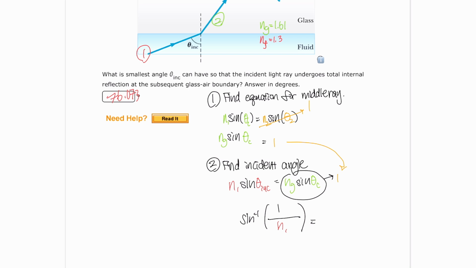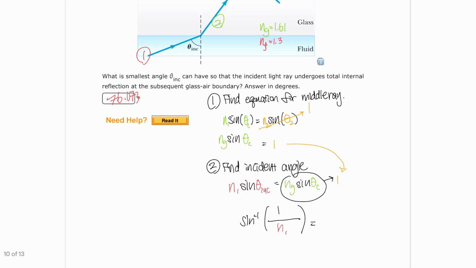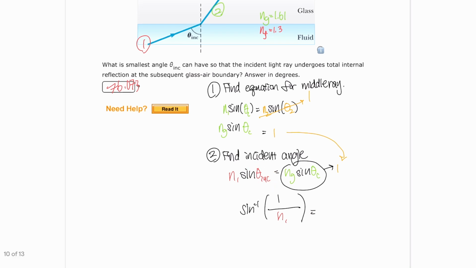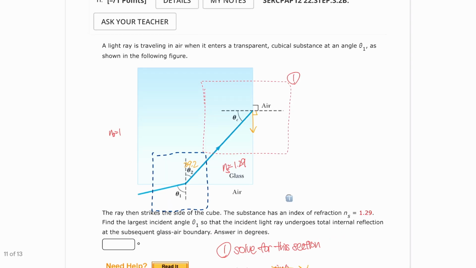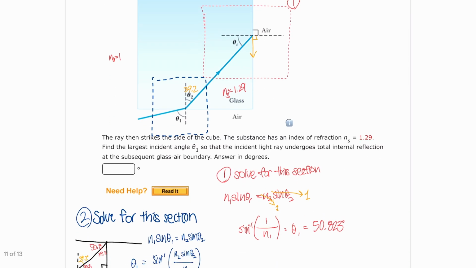And so we're given all the other values. N1 is the fluid, and we solve for the incident angle theta. This is the incident angle, and this is this value. Next question. This is a similar question.